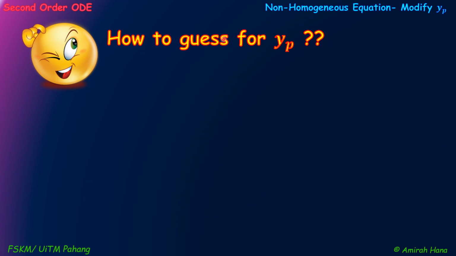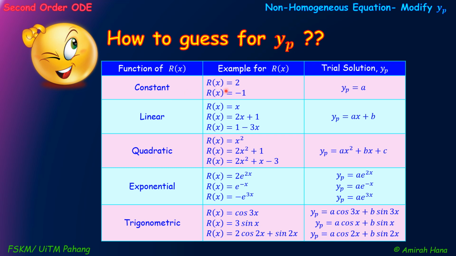Alright, how to guess for YP? We look at this table. We have the first column, function for Rx. Remember, Rx means the function on the right hand side for a second order non-homogeneous equation. The second column is an example for Rx, and the last column is the trial solution YP.